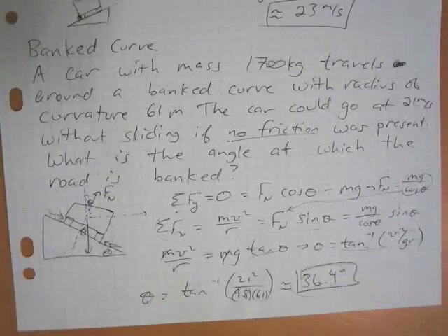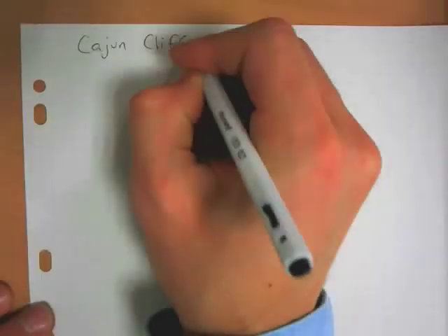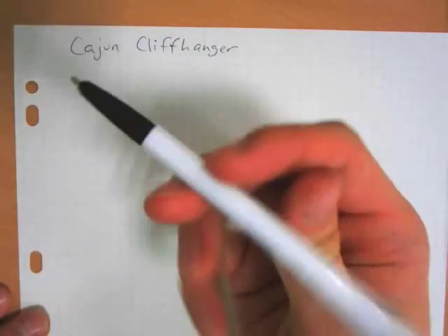One other application of centripetal force has to do with a carnival ride. A carnival ride that is called the Cajun Cliffhanger, or rather, I've seen it in different places. At the amusement park that I went to growing up, Six Flags near Chicago, it was called the Cajun Cliffhanger.